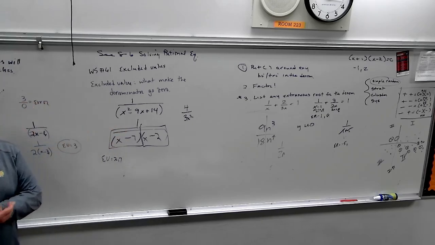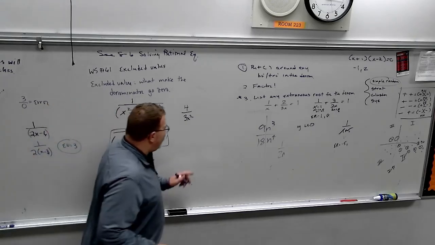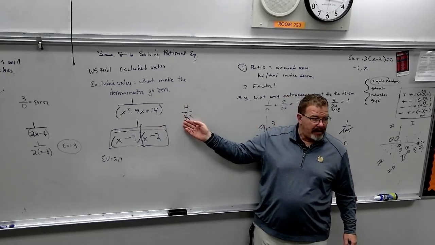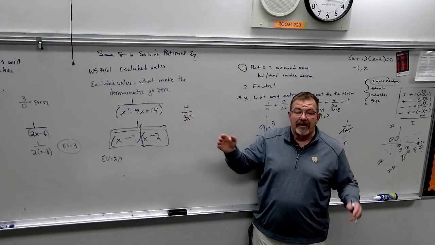Would you classify 3x squared as a monomial, binomial, or trinomial? Binomial. How many parts are there? I meant trinomial. How many parts are there? I meant monomial. There you go. This is a monomial. Do you have any pluses or minuses separating it? So this is a monomial.